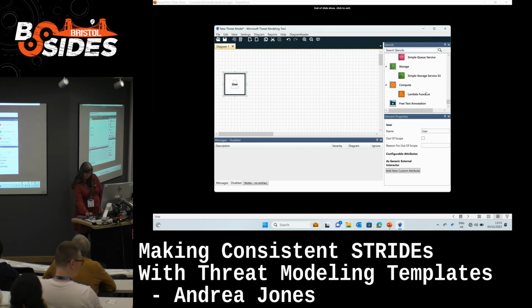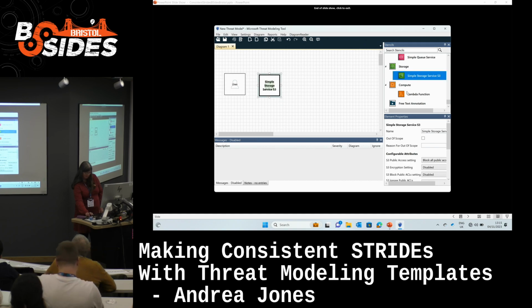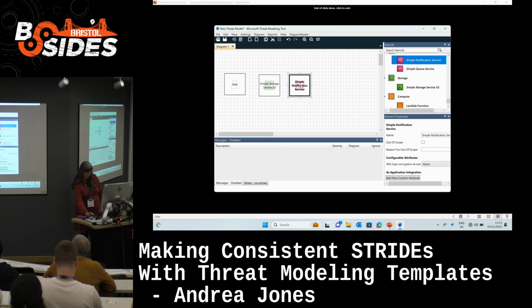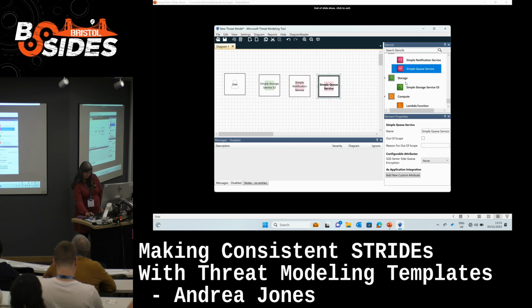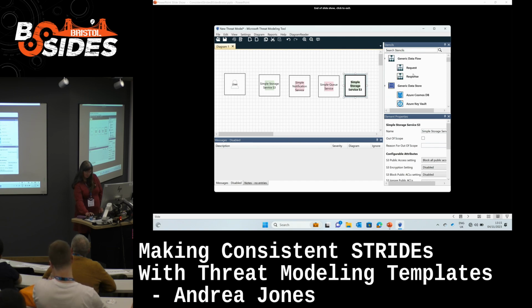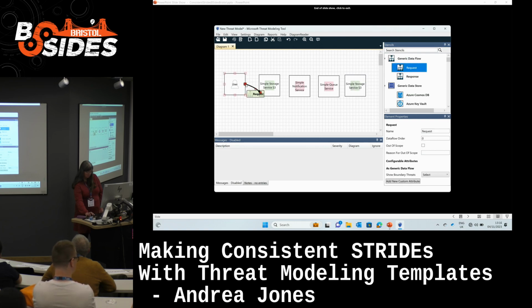Go down to my S3 bucket. Then on to SNS. Then on to SQS. Back to S3 bucket. And I would have another user at the end, but I'm not going to do this just for the moment. Then we join these together. You can do requests and response, but I'm just going to join these together with a simple request at the moment.